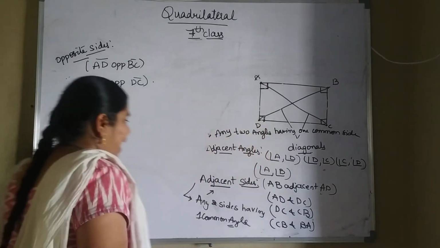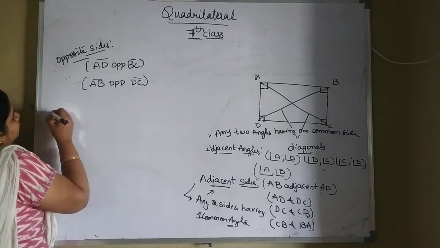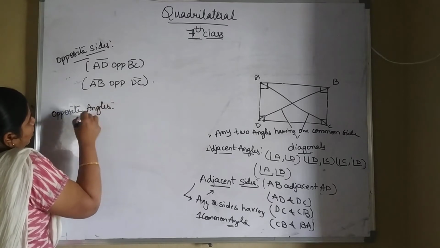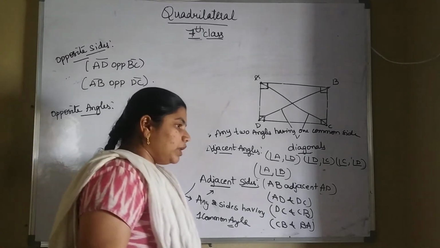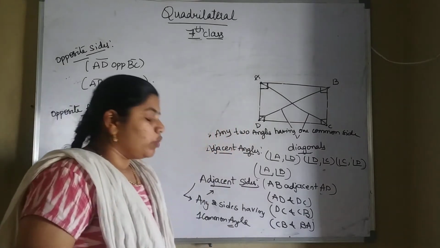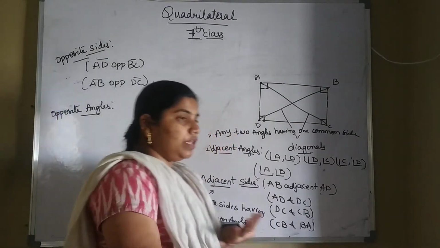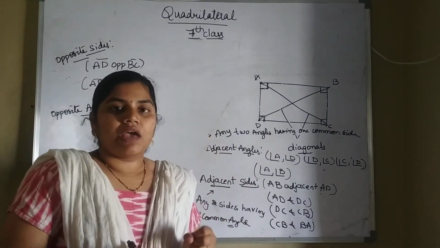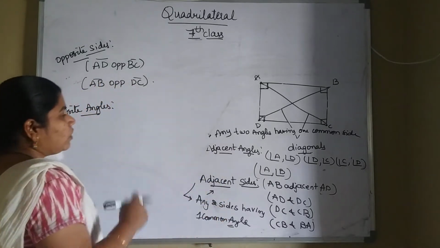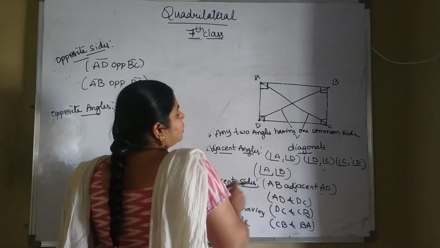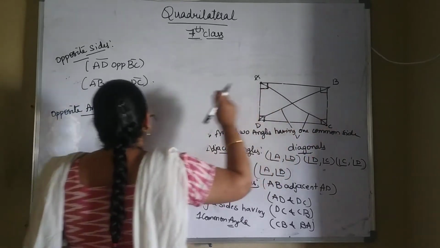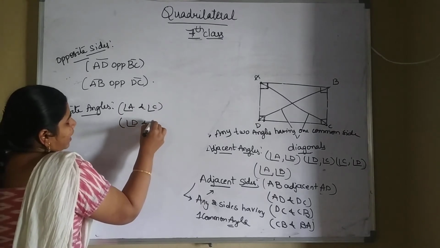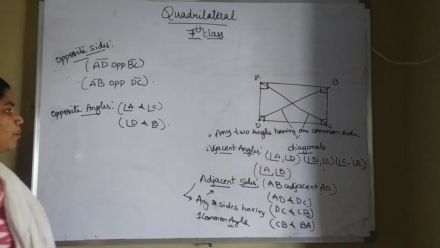Next is opposite angles. What do you mean by opposite angles? Any two angles of a quadrilateral which do not have any common side. If any two angles do not have any common side, then we will call them opposite angles. So what are opposite angles? Angle A, angle C, and angle D and angle B. So these are the opposite angles.